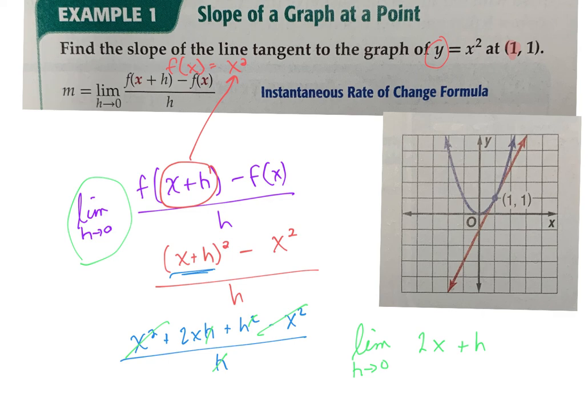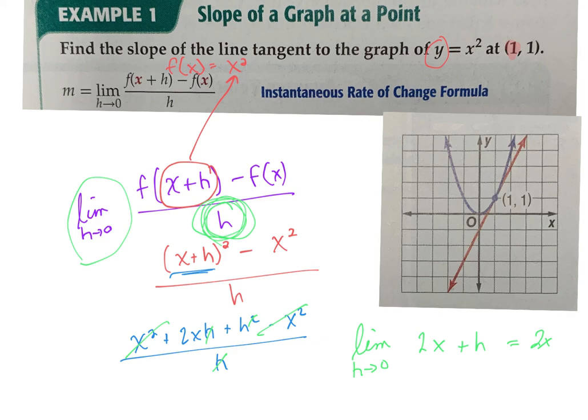What can I do with that 0? Plug it in. Originally, there was a problem with my h. It's as h approaches 0, not x. Originally there was a problem, and now I've eliminated my problem, so I'm just plugging it in. So my limit here is going to be 2x. They want it at a specific point.